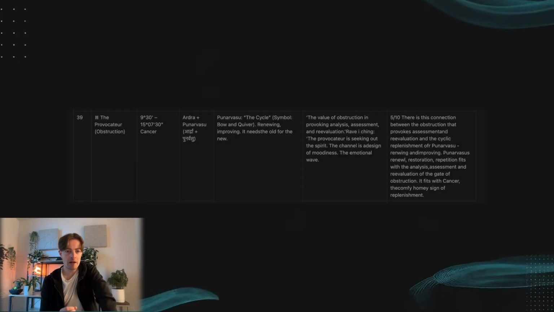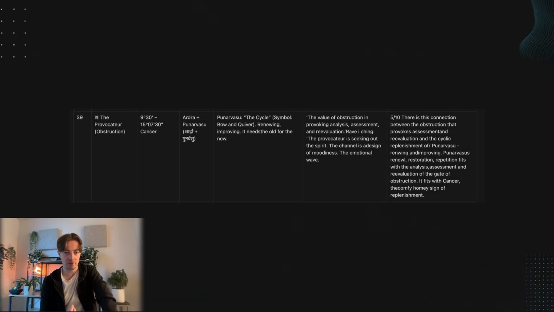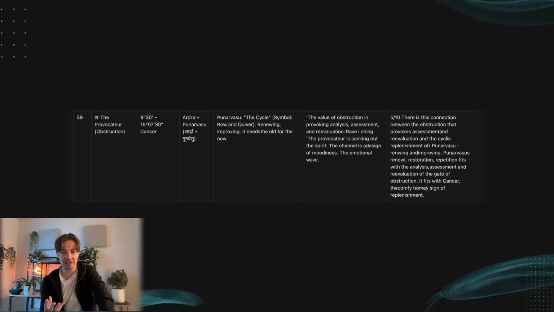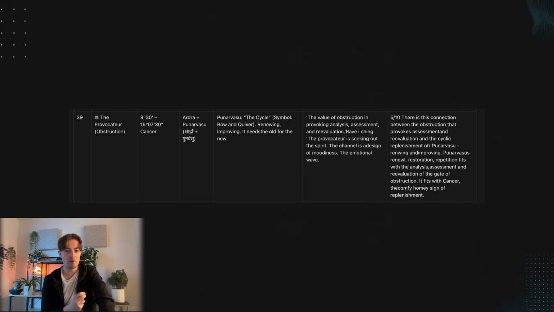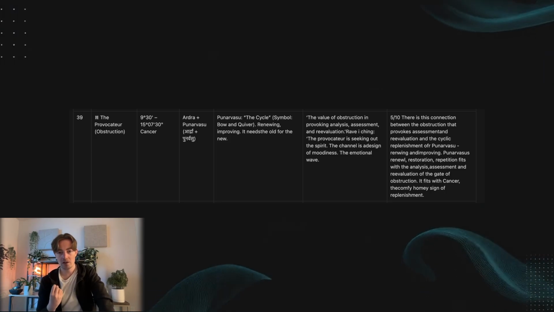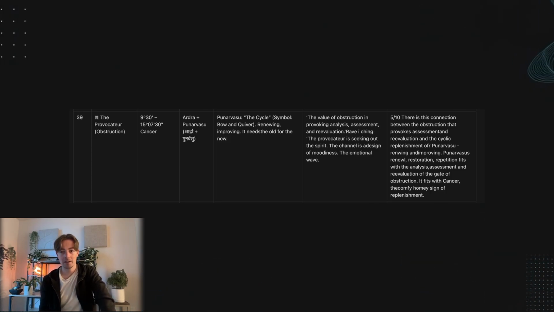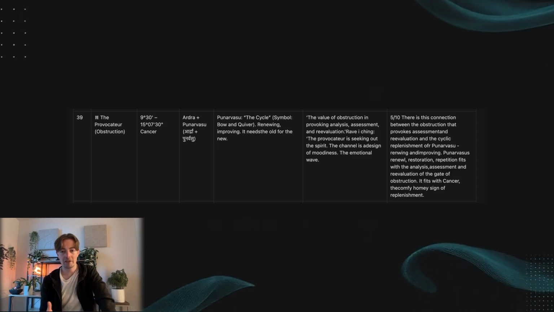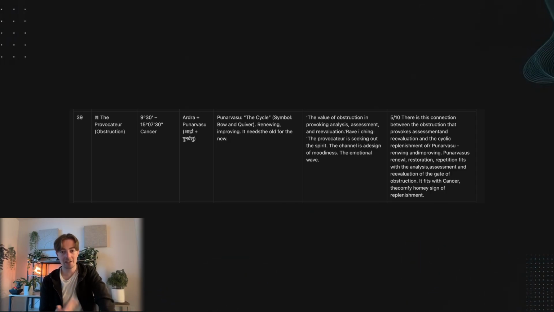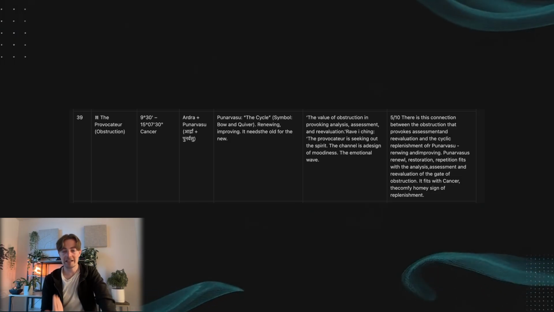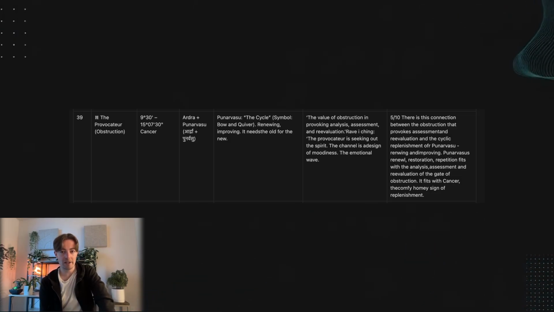Let's go to gate 39, the provocateur, the gate of obstruction. This goes from around 9 degrees to 15 degrees of Cancer. It crosses both Ardra Nakshatra and Punarvasu Nakshatra. So Punarvasu Nakshatra is the cycle. The symbol is a bow and quiver, bow and arrow. It's about renewing, improving, and it needs the old for the new. So it's this cyclic idea. You fire off your bow, you have to go cycle it. You have to go through a cycle of getting everything. So it's a very cyclic nakshatra. It's literally called the cycle.